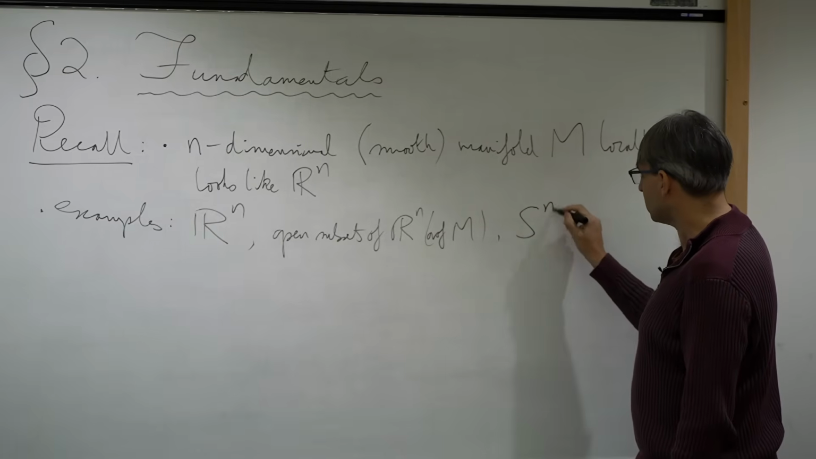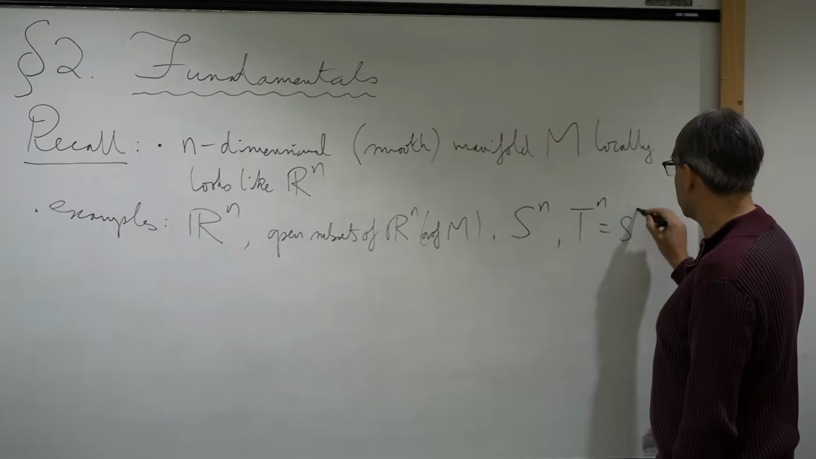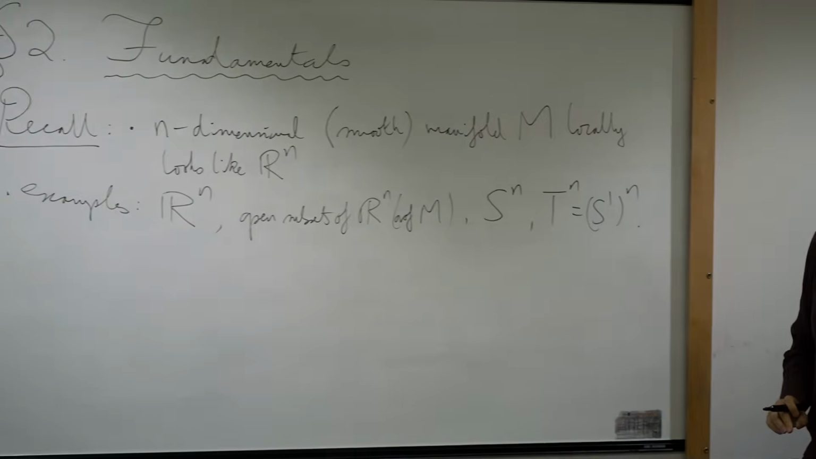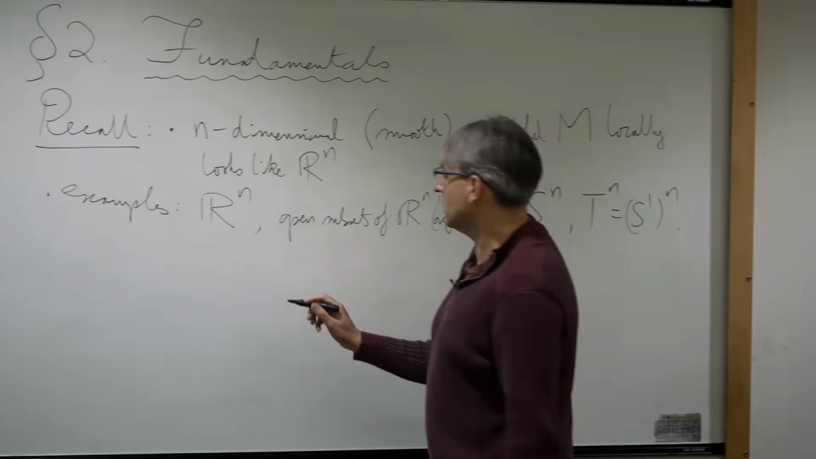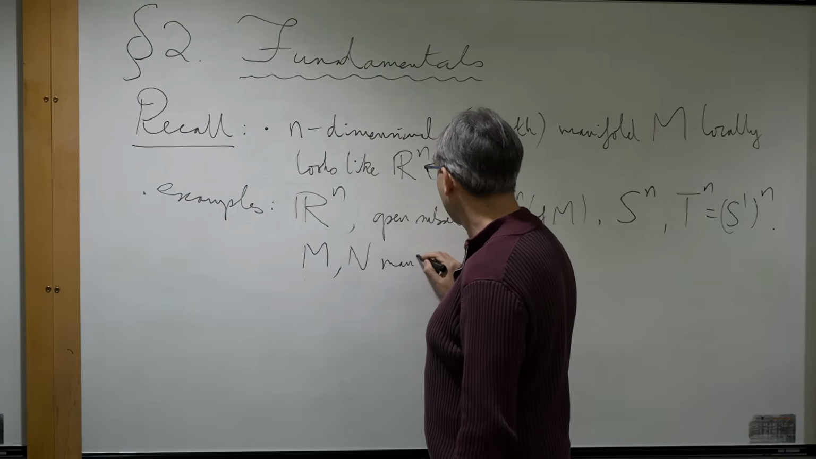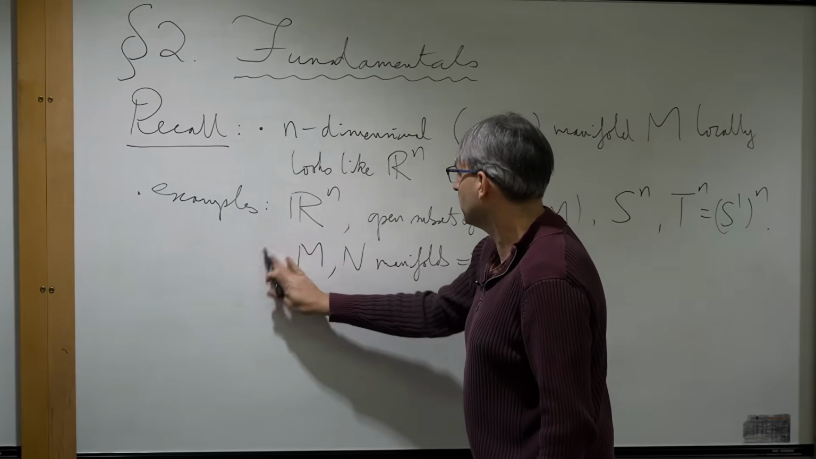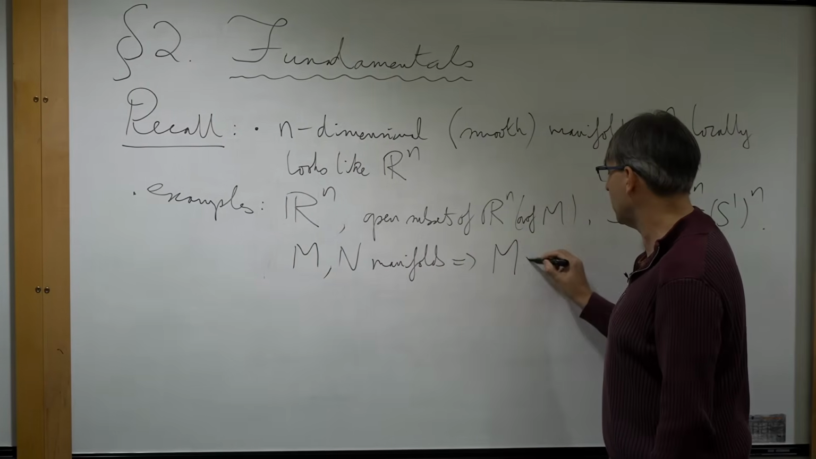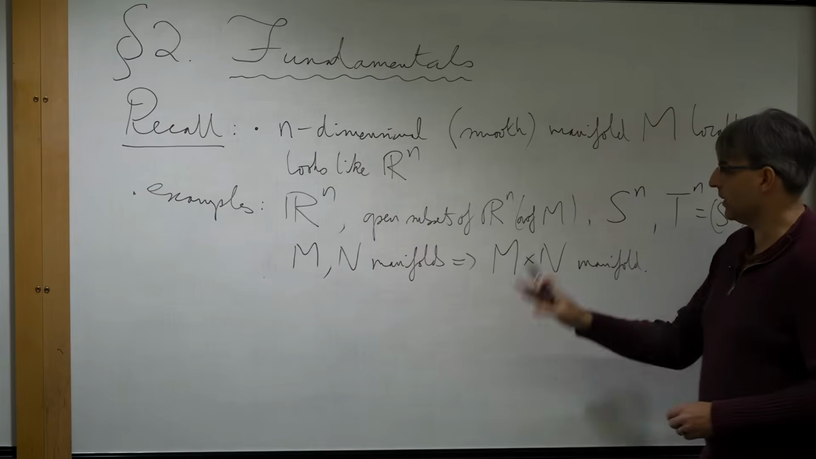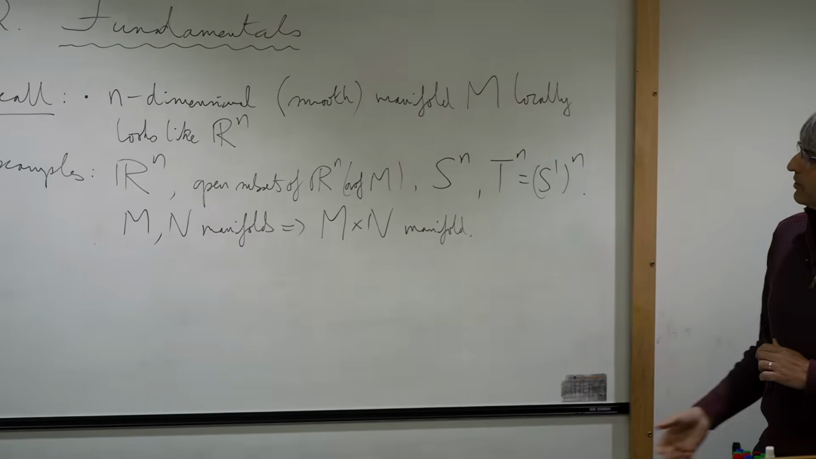The n-dimensional sphere, for example, and the n-dimensional torus, which is the product of n circles. These are some basic examples that I hope you have seen. And this one follows most easily by saying if M and N are manifolds, then I can build another one by taking their product. The dimension of the product manifold is the sum of the dimensions.